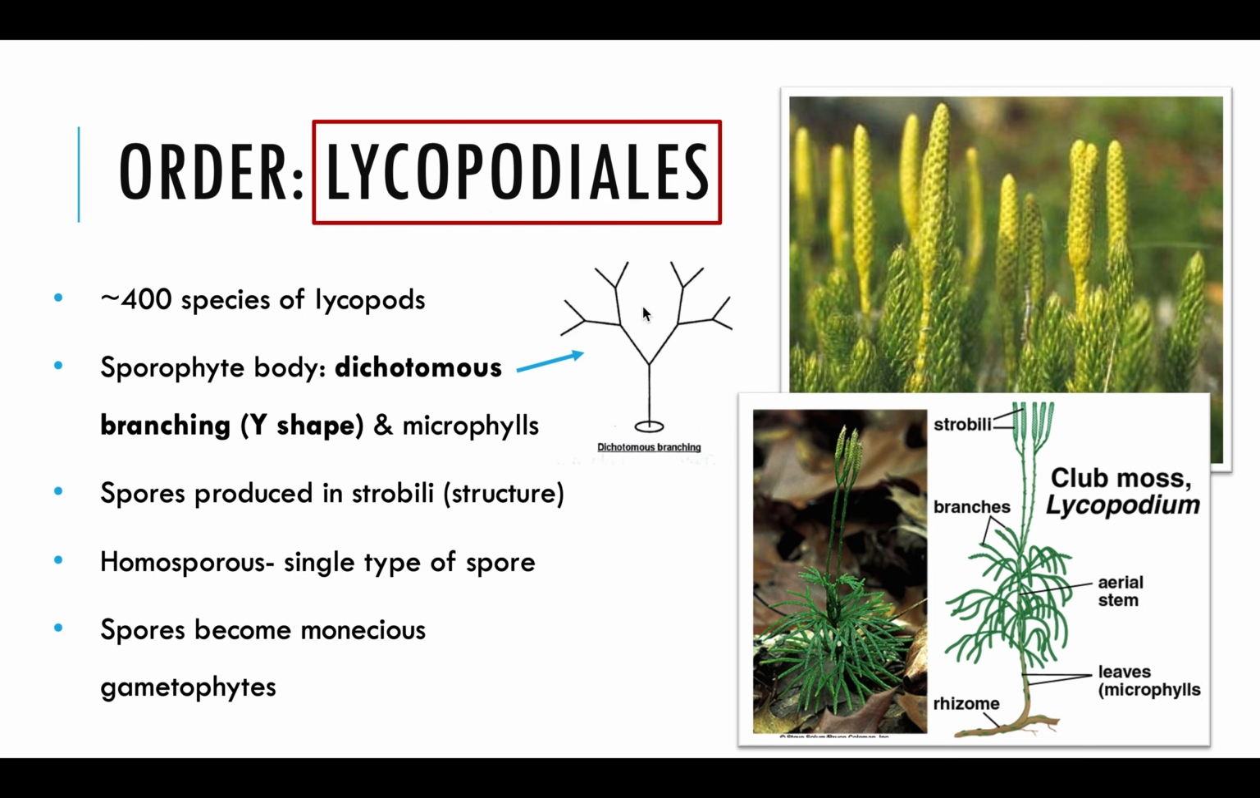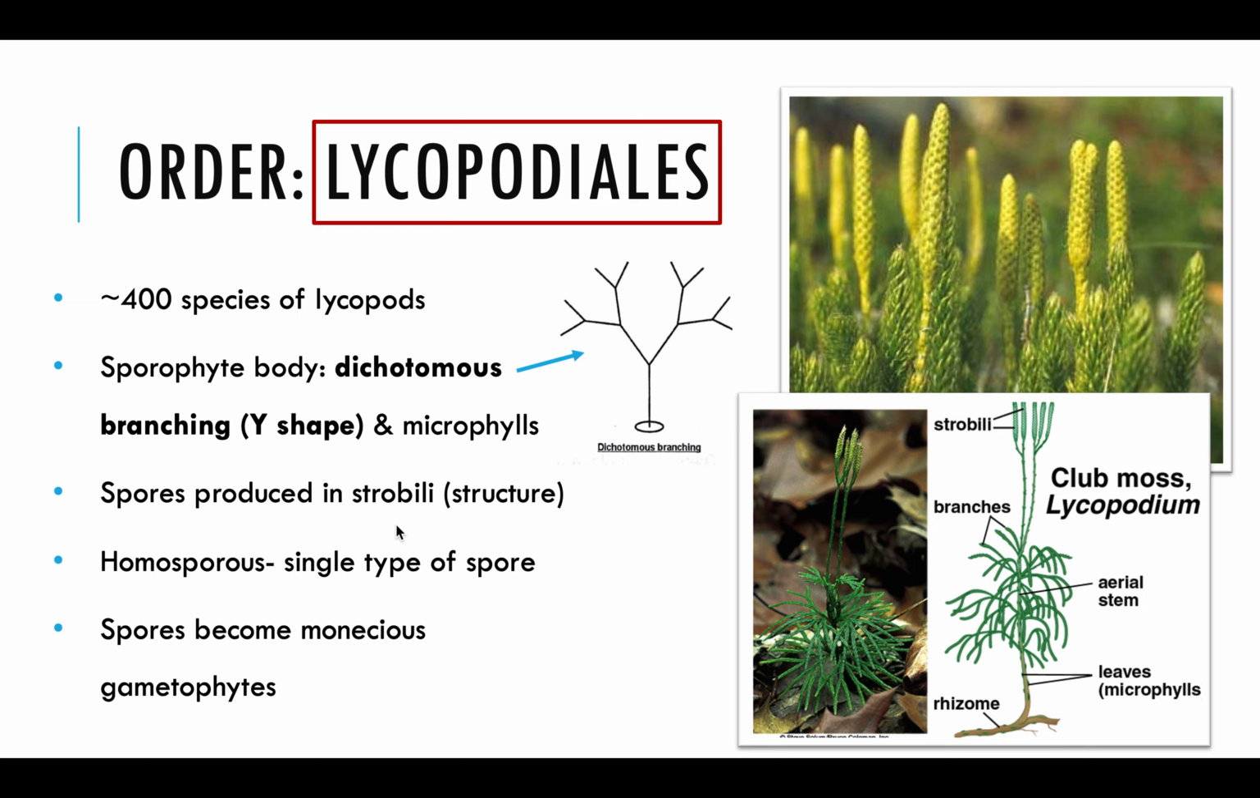These guys have a sporophyte body, the leafy green body, that exhibits what's called dichotomous branching. It just means that you start at a point and you're going to split into two parts. Like think of a forked road, right? Again, once you get to that next point, that next node, you're going to split into two again, and it keeps going. So we don't have true leaves. We have what are called microphylls. So these are just not quite true leaves yet.